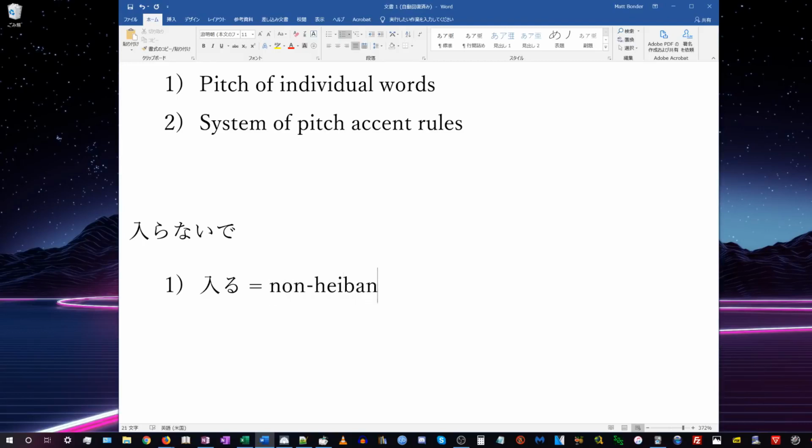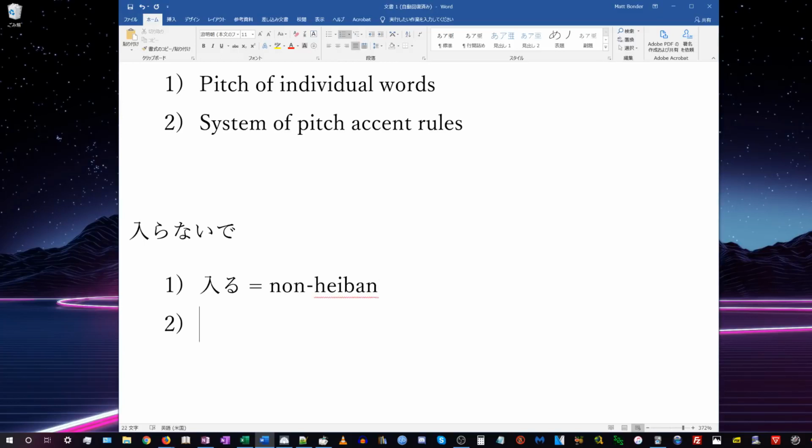So I won't really go into it here, but basically there's only two different types of verbs when it comes to pitch accent, heibon verbs and non-heibon verbs. All non-heibon verbs have the accent drop after the second to last syllable, and they all conjugate in the same way. So for pitch accent purposes, all you really have to know is, is it a heibon verb or is it a non-heibon verb? And hairu happens to be a non-heibon verb.